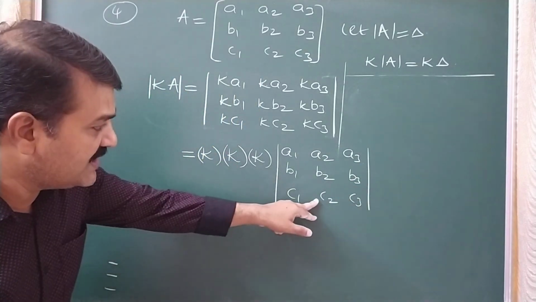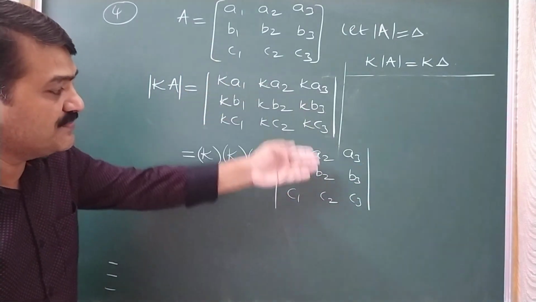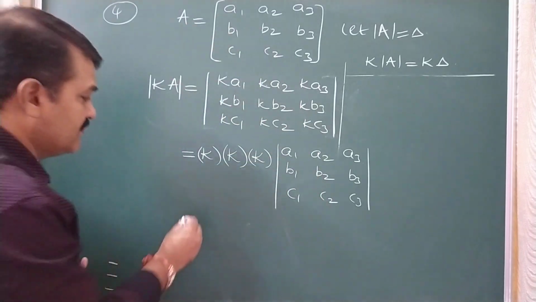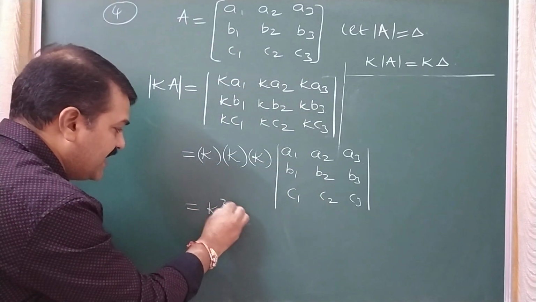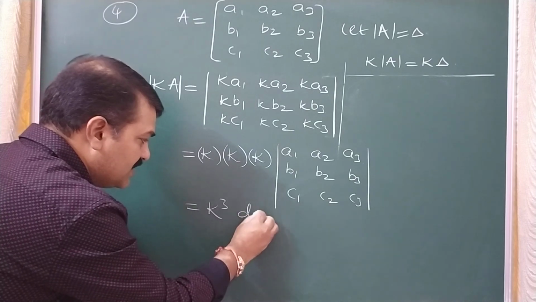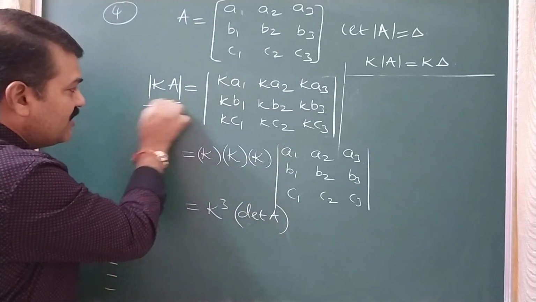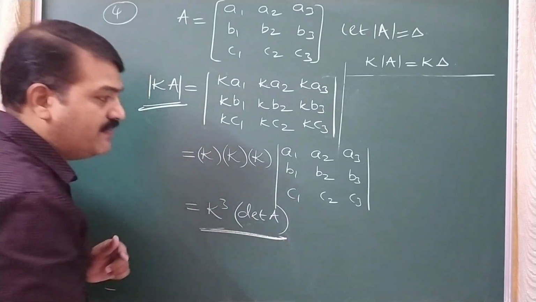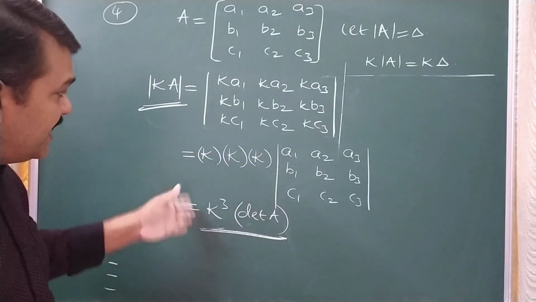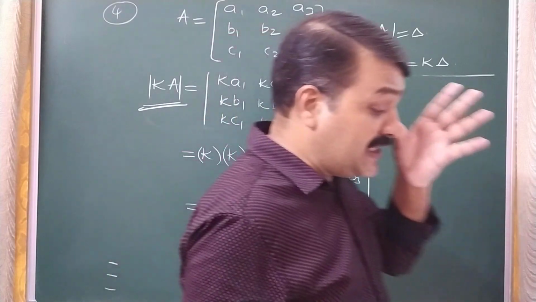Now this is actually determinant of A only, no? This is nothing but det A. So what you are getting here, K cube into the remaining part is nothing but det A. So determinant of KA is equal to K cube into det A. That is the important property.